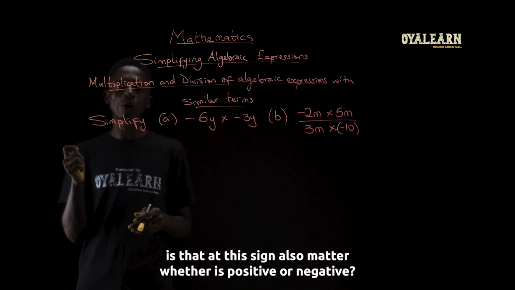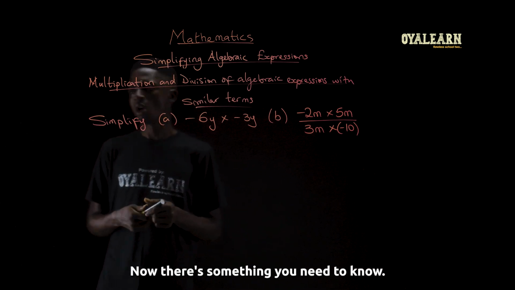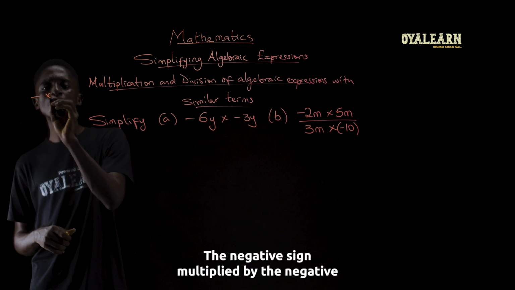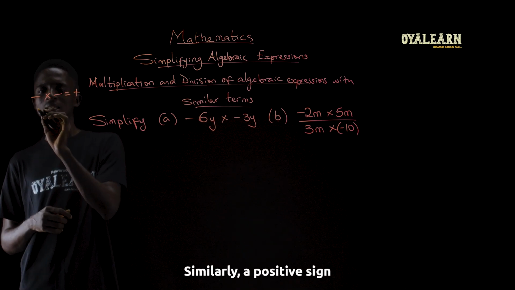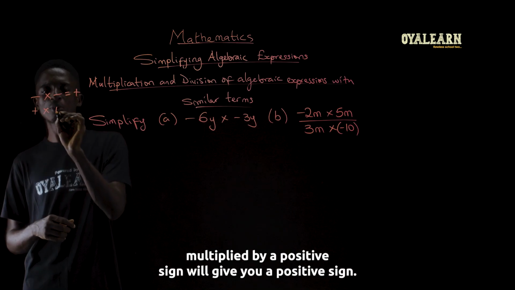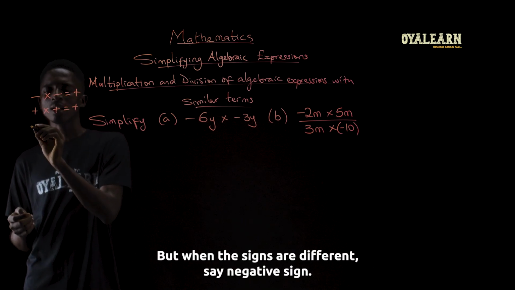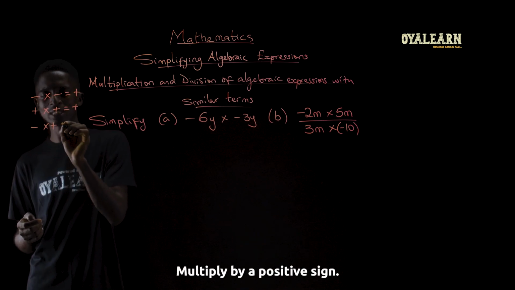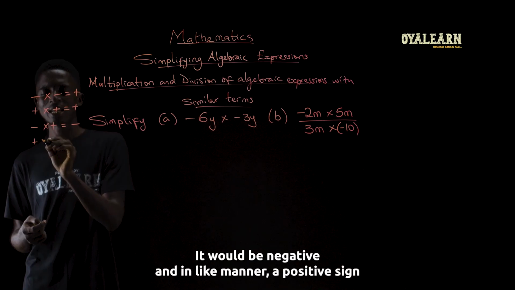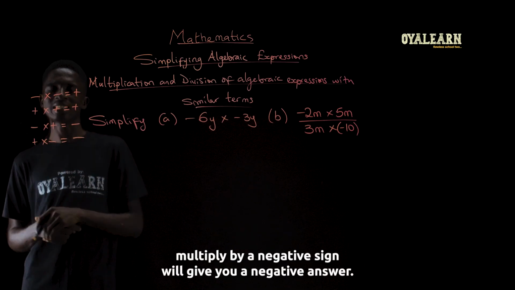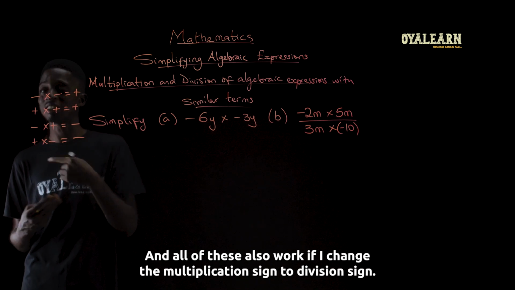that the sign also matters, whether it is positive or negative. Now there's something you need to know. The negative sign multiplied by the negative sign will give you a positive sign. Similarly, a positive sign multiplied by a positive sign will give you a positive sign. But when the signs are different, say a negative sign multiplied by a positive sign, it will be negative. And in like manner, a positive sign multiplied by a negative sign will give you a negative answer. And all of this also work if I change the multiplication sign to division sign.